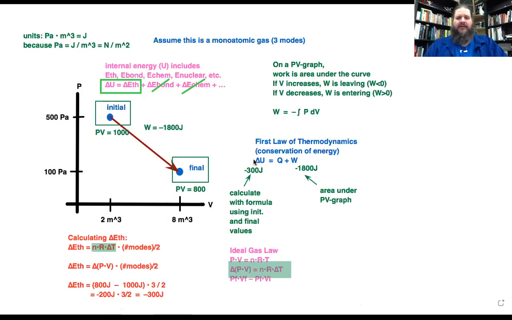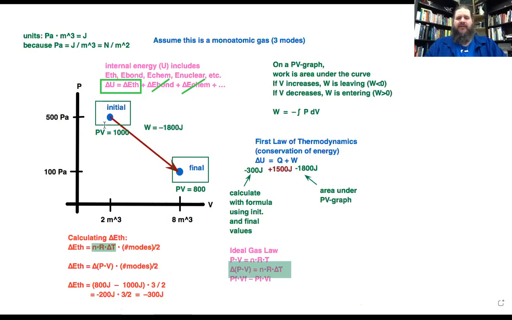You can calculate delta U based on initial and final values and whatever formulas are relevant, usually some variant of nR delta T times number of modes over 2, which can also be written as delta PV times number of modes over 2. So calculate delta U from the initial and final values, calculate work as area under the curve based on the process, and then heat is the only unknown left, so you can just solve for that. In this case, add 1800 joules to both sides, and we get heat has to be 1500, positive 1500 joules.